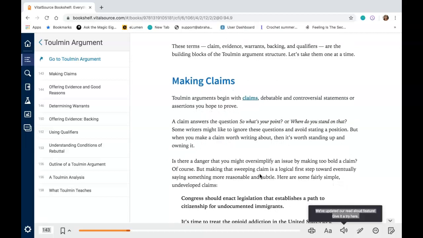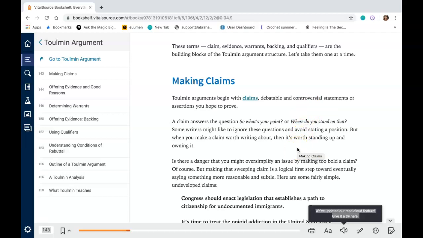So Toulmin arguments begin with claims, debatable and controversial statements or assertions you hope to prove. So debatable means that it has more than one side. A controversial issue could be something that's talked about by a lot of people, and maybe there are some taboos associated with it. A claim answers the question, so what's your point, and where do you stand on that?